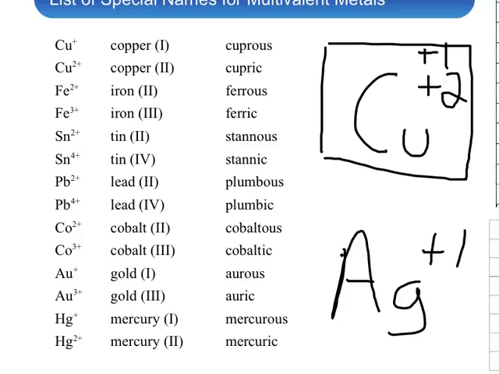So you'd write silver chloride. It would never be silver(I) chloride because it only ever takes the 1 charge. It's always +1. It's never anything else. So be careful with that one, but write it down in your periodic table so you know.